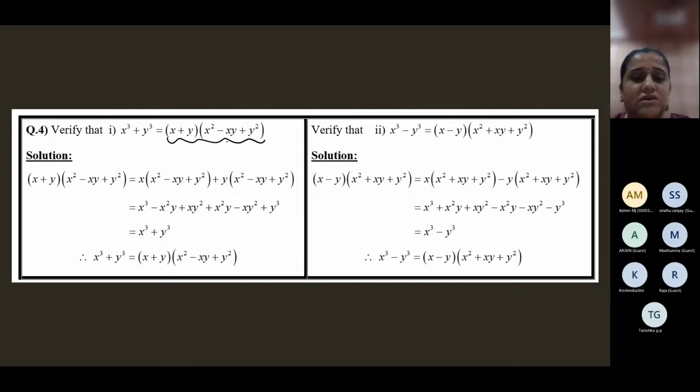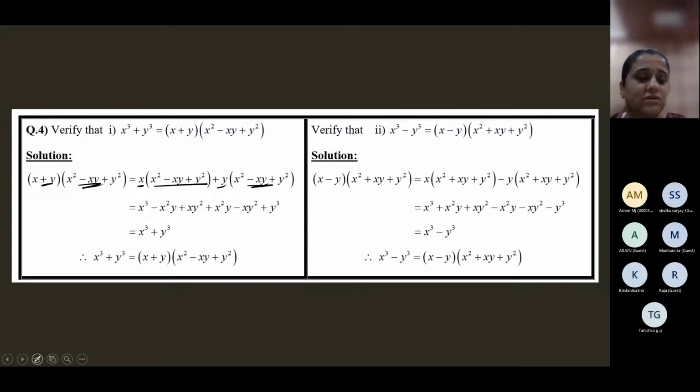Take up the RHS. You have two expressions. This is a binomial, it has two terms. This is a trinomial, it has three terms. You'll have to multiply this binomial and this trinomial. So take up the RHS: x plus y, x square minus xy plus y square. Now, how do you multiply? First term, x into the second bracket. Then the second term, plus y into the second bracket. This is how we multiply.